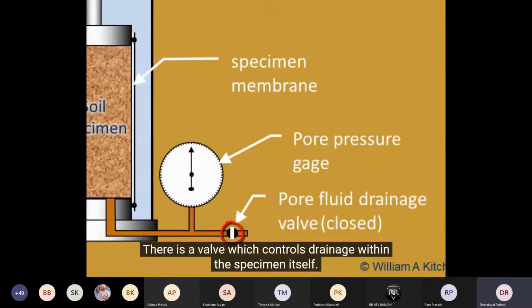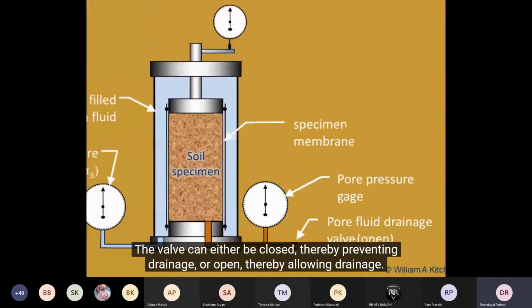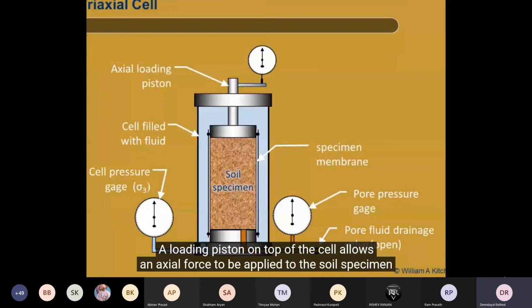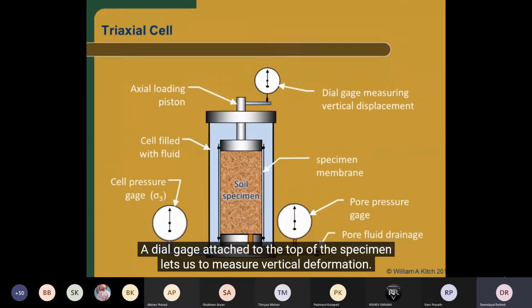There is a valve which controls drainage within the specimen. The valve can either be closed, thereby preventing drainage, or open, which allows for drainage. A loading piston on top of the cell allows an axial force to be applied to the soil specimen. A dial gauge attached to the top of this specimen lets us measure the vertical deformation.